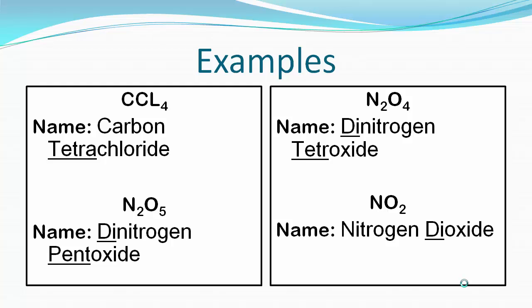Now we have another one, N2O4. It's still dinitrogen, and it's O4, so it's tetroxide. It's not tetraoxide, it's tetroxide, because you don't need to add the A. So that is not added. Then let's say NO2, so it's just nitrogen, there's no number on the N. O2, so nitrogen dioxide. Very simple.